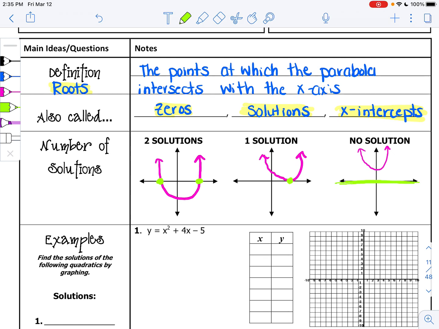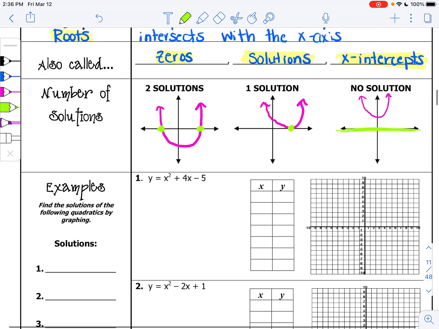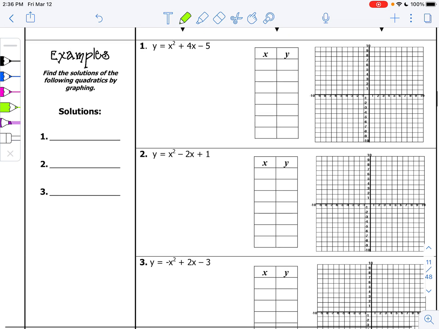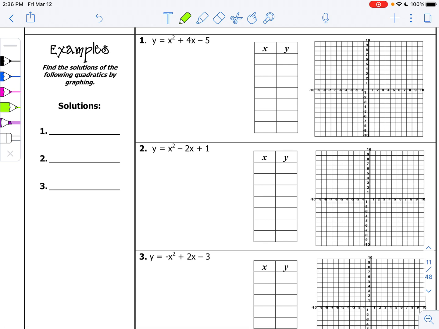And there's a few ways that you can find these solutions or these roots, and we're going to look at a couple of those ways. So first, we're going to find the solutions by graphing. Just like we did in our previous lesson, we're going to start by finding our axis of symmetry. Remember, that formula is x equals negative b over 2a. So we're going to be using that formula again.